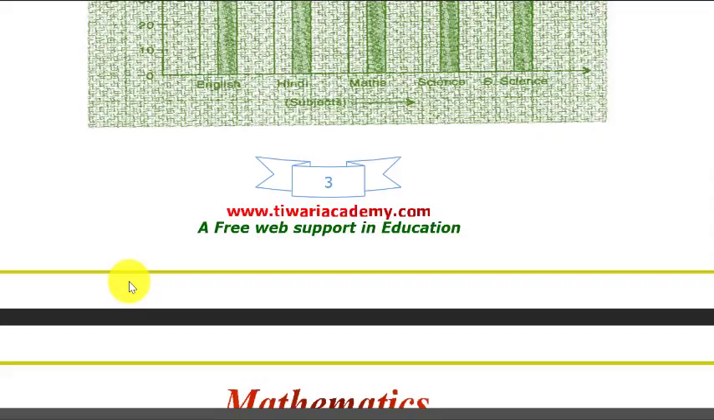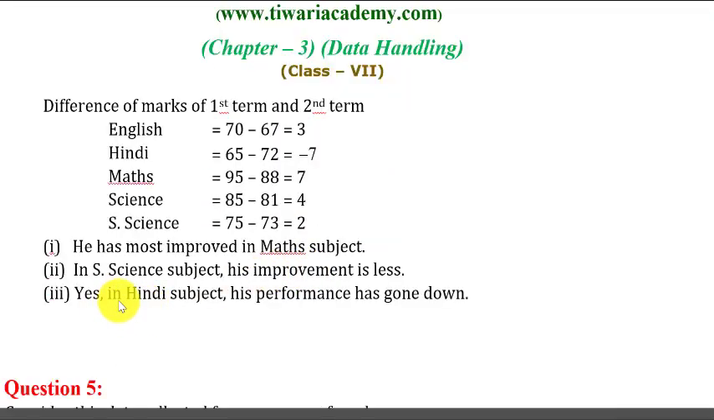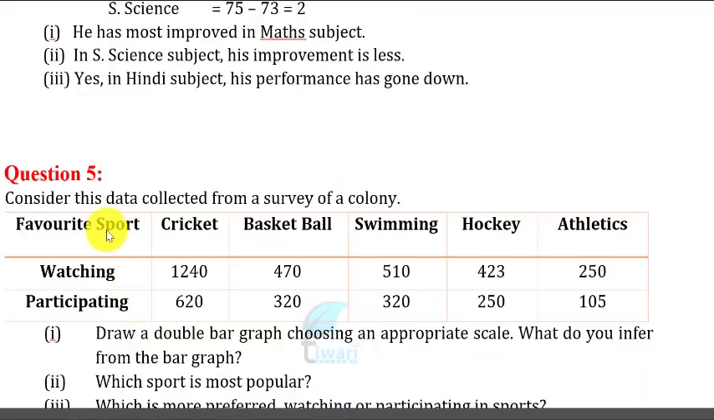Then the third question, has the performance gone down in any subject? By observing this you can say yes, in Hindi his performance has gone down, because it was 72 and in the second term he got only 65, so he went down in Hindi. Next we can move on to question number 5 here.